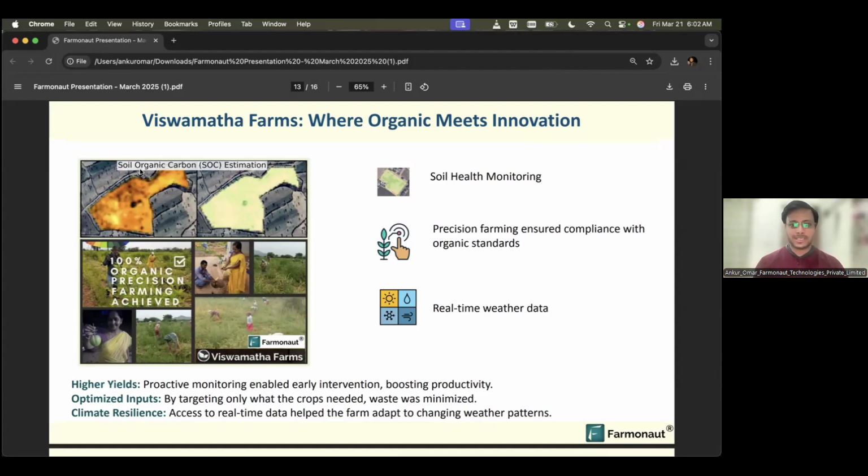So there are so many such cases. One such case is this farm called Viswa Matha Farms. They are totally into this concept of zero budget natural farming, wherein it's natural farming, but one step further ahead. They use anything and everything which is there inside the farm, nothing from outside the farm. All the fertilizers they generate from within the farm.